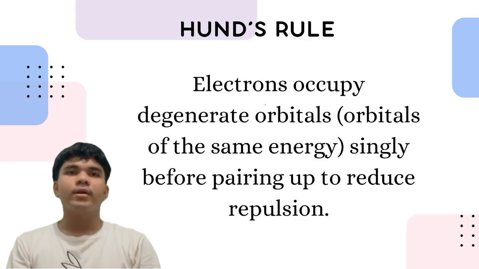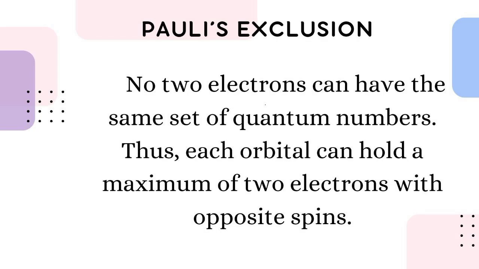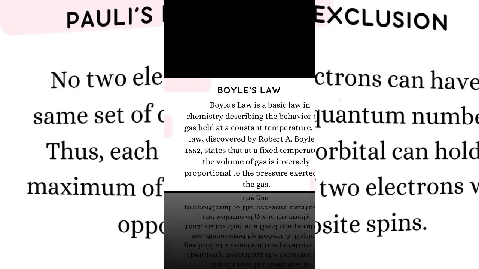Hund's rule: electrons occupy degenerate orbitals, or orbitals of the same energy, singly before pairing up to reduce repulsion. Pauli's exclusion principle: no two electrons can have the same set of quantum numbers, thus each orbital can hold a maximum of 2 electrons with opposite spin.